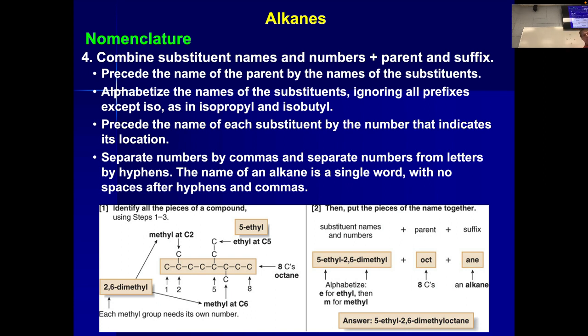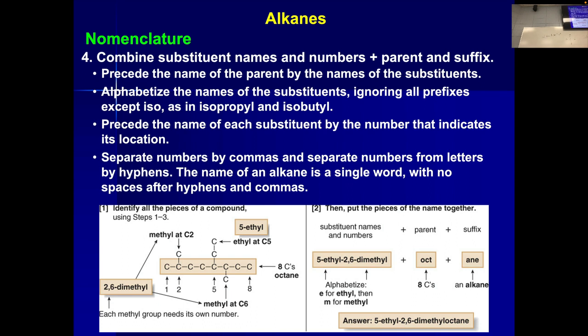Notice the nomenclature. Numbers are always separated by a comma, and numbers are always separated from letters by a hyphen. You can't write this. That is not 2,6-dimethyl. That is 26-dimethyl. Doesn't make any sense. 2,6-dimethyl. That tells me that there are 2 methyl groups located at carbons 2 and 6 of the longest parent chain. There is also an ethyl at which location? At C5.